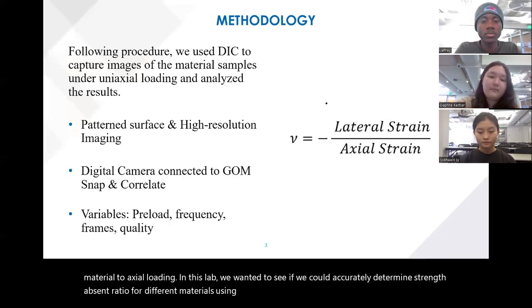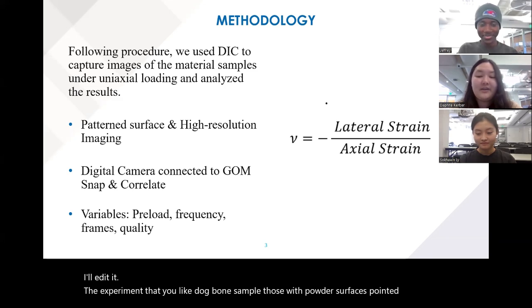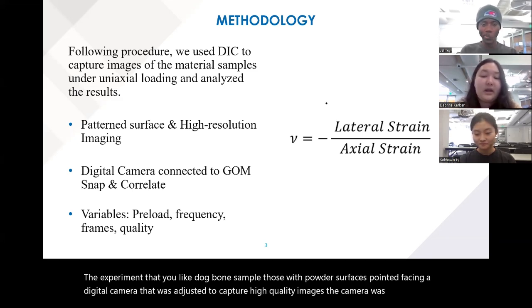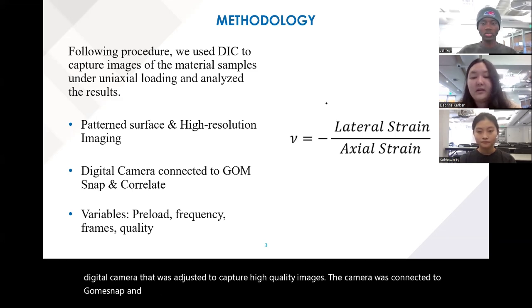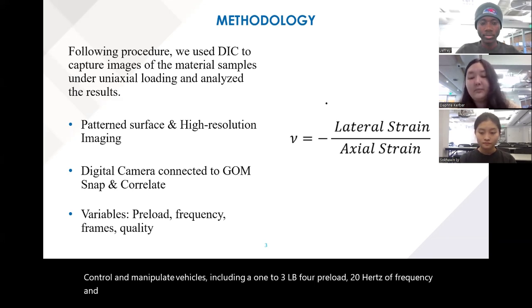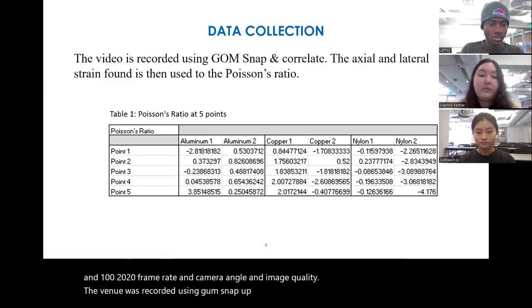DIC. The experiment utilized dog bone samples with patterned surfaces facing a digital camera that was adjusted to capture high-quality images. The camera was connected to GOM Snap and GOM Correlate for strain analysis. Control and manipulated variables included a 1 to 3 pound force preload, 20 hertz of frequency, a 120 frame rate, and camera angle and image quality. The video was recorded using GOM Snap and later analyzed with GOM Correlate.